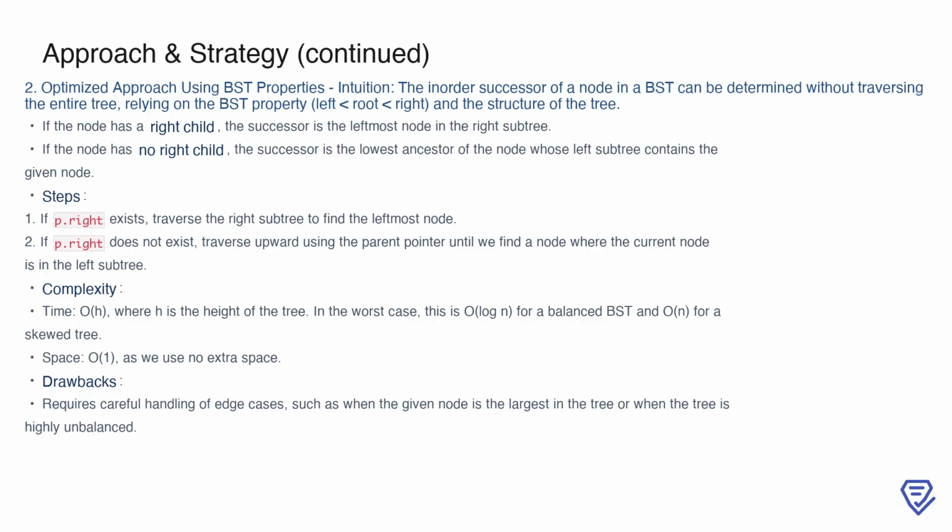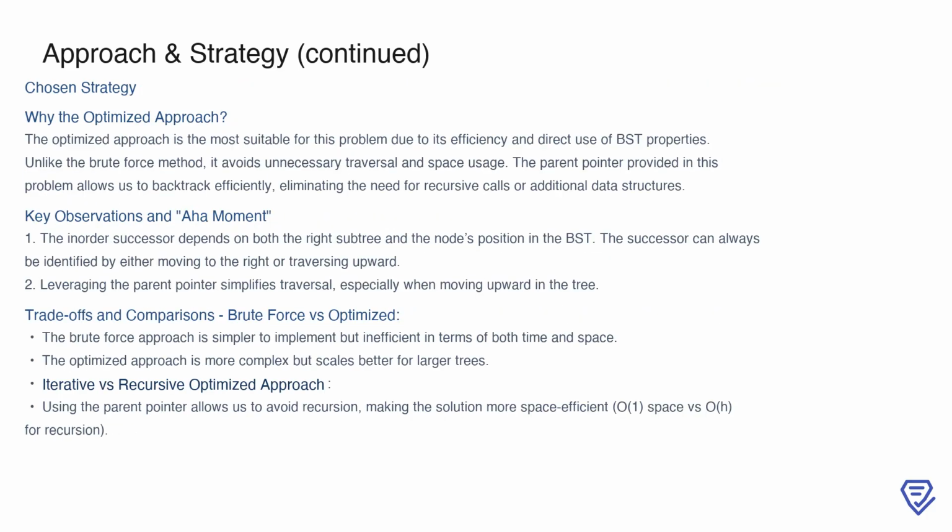The time complexity of this approach is O(h), where h is the height of the tree, which means it's O(log n) for a balanced BST. The space complexity is O(1), since no additional space is required. However, this method requires careful handling of edge cases, such as when the given node is the largest in the tree or when the tree is unbalanced, making it skewed. The optimized approach was chosen as the best solution due to its efficiency and direct utilization of BST properties.